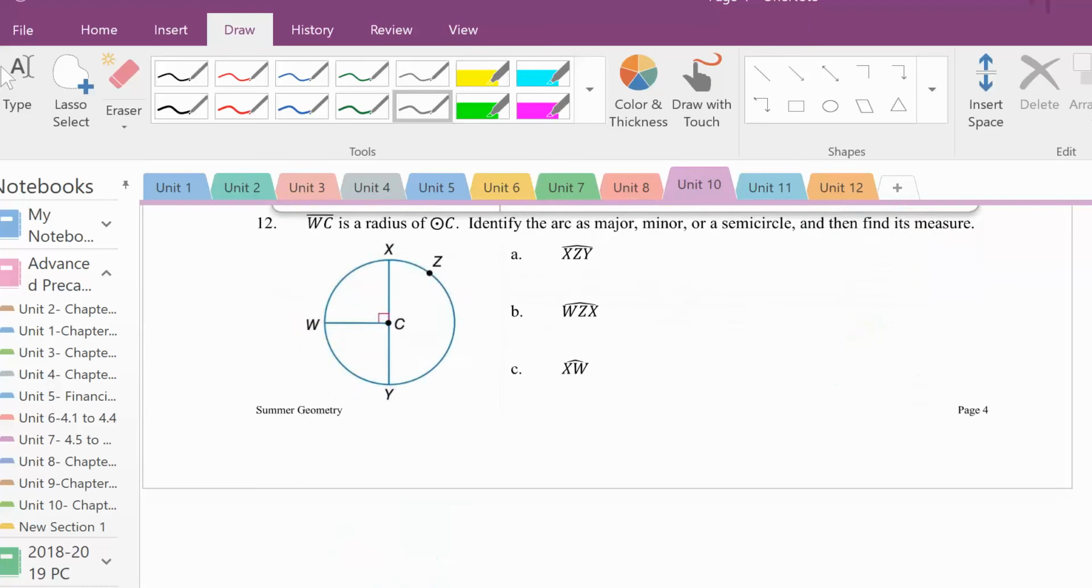So if WC is a radius of circle C, identify the arc as major, minor, or a semicircle. Find its measures. So arc XZY, that would be a semicircle, because that's half of the circle. WZX, that's a major arc. And arc XW, that's a minor arc.